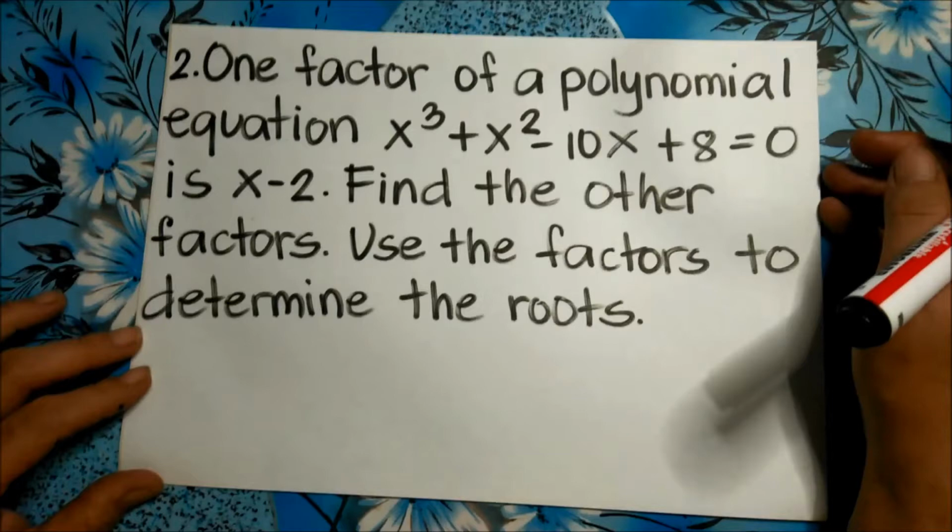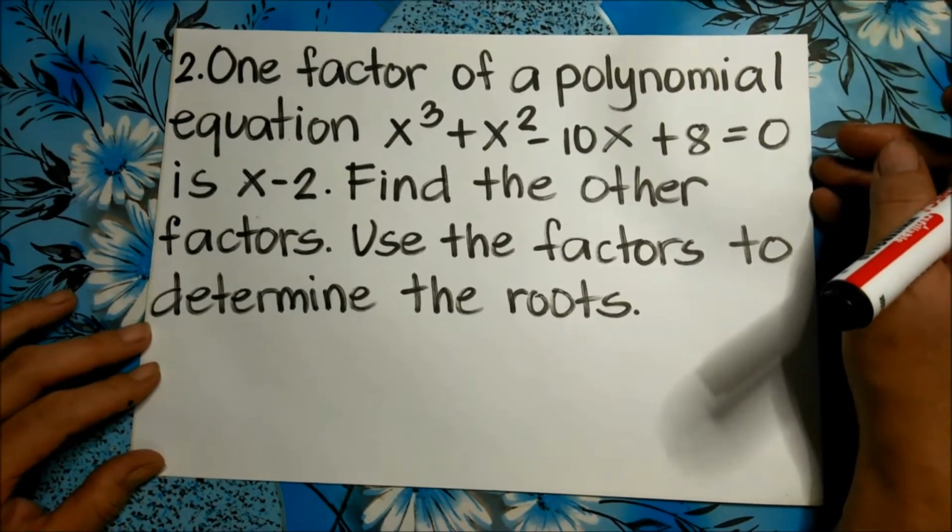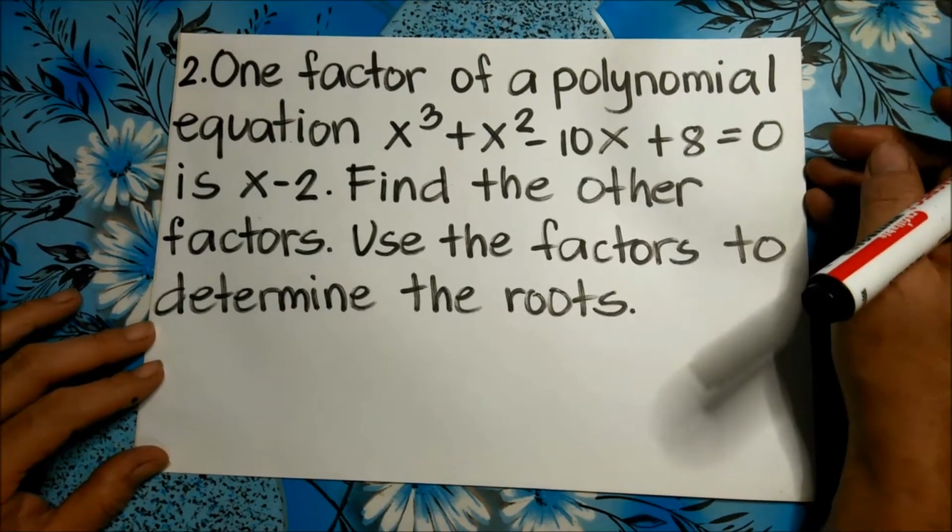Okay, let's go to number 2. One factor of a polynomial equation x cubed plus x squared minus 10x plus 8 equals 0 is x minus 2.